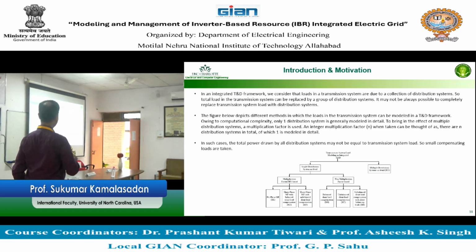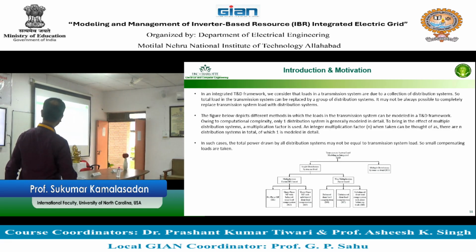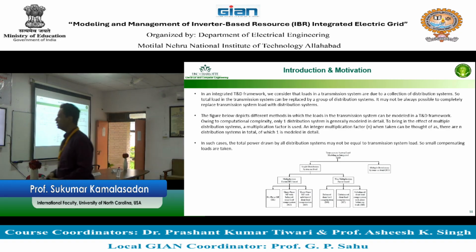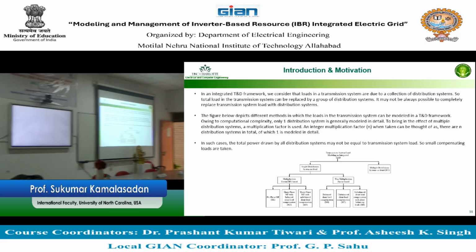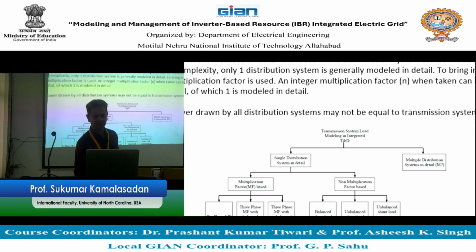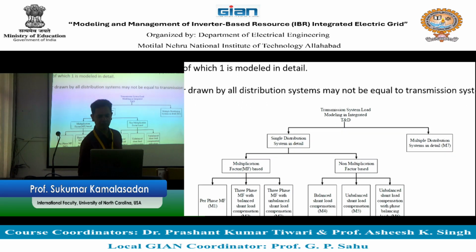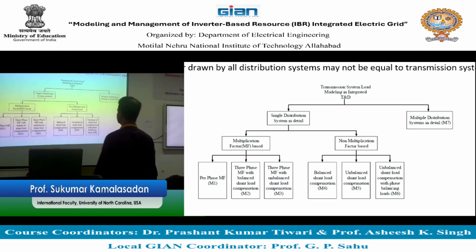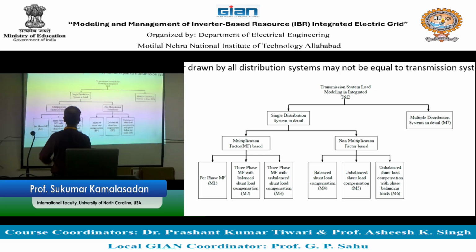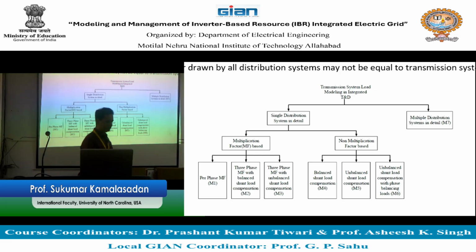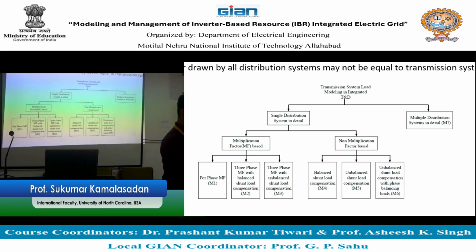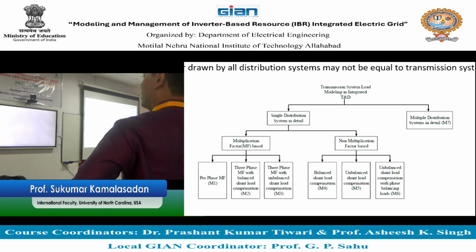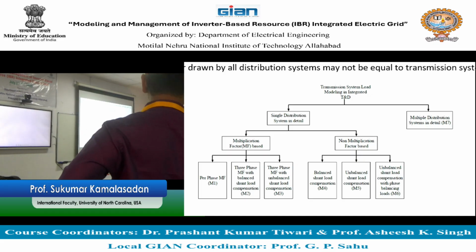So the first method is the representation of the distribution system for a transmission system. If you look at the representation, there are two types, which take care of the things you're talking about. One we call the multiplying factor method. Another one is the non-multiplying factor method.